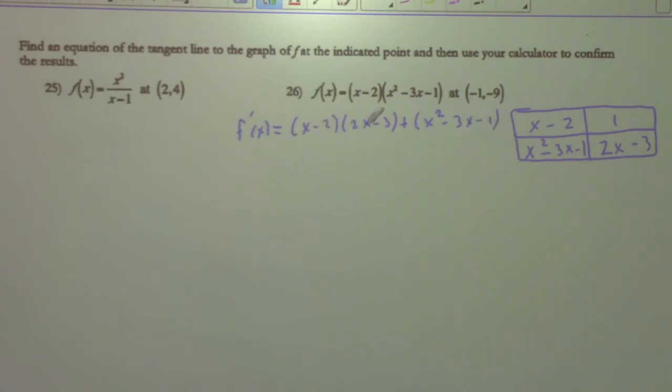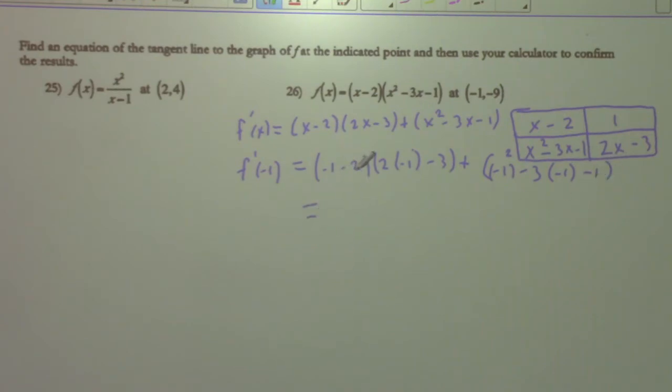And this could be expanded all the way out too, right? But I'm going to go ahead and just substitute in here -1 minus 2, 2 times -1 minus 3, plus -1 squared minus 3 times -1, minus 1.